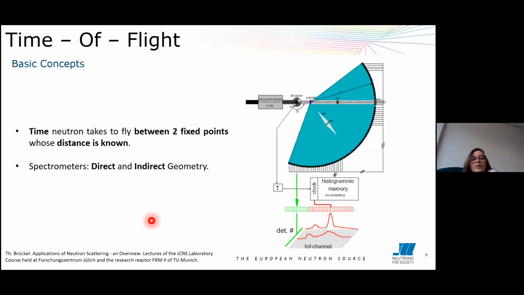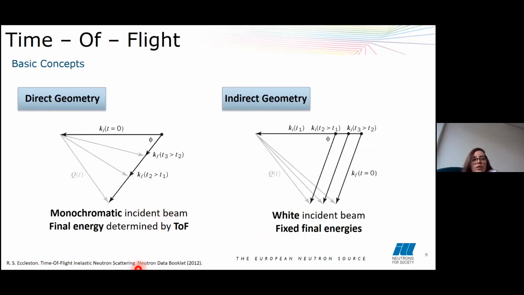So time-of-flight spectrometers can be divided into two classes: direct geometry and the ones with indirect geometry. So at a very basic level, with direct geometry spectrometers, we have a monochromatic incident beam and the final energy defined by time of flight. With indirect spectrometers, we have a non-monochromatized incident beam and a fixed final energy defined by a crystal.